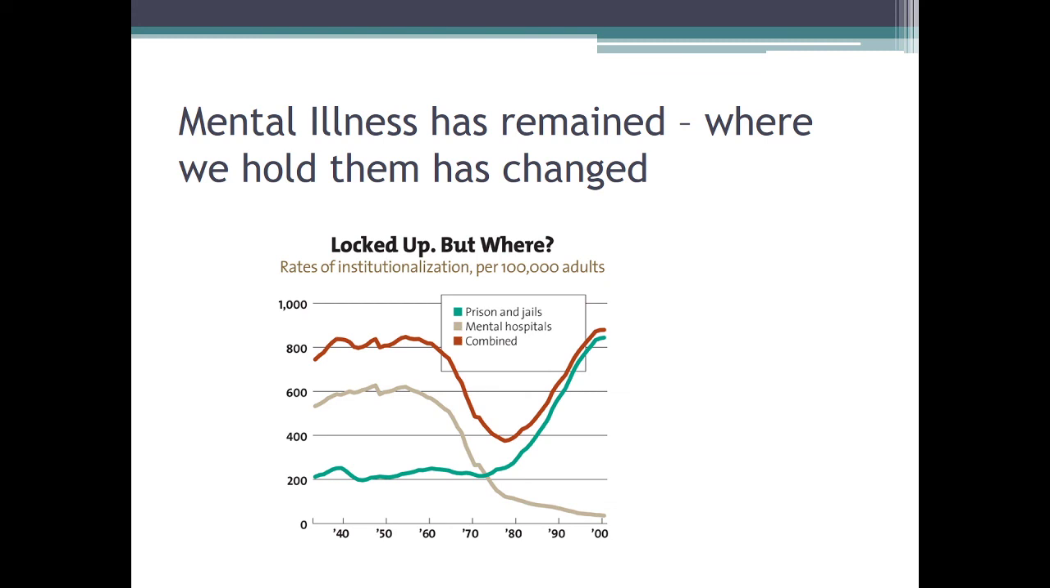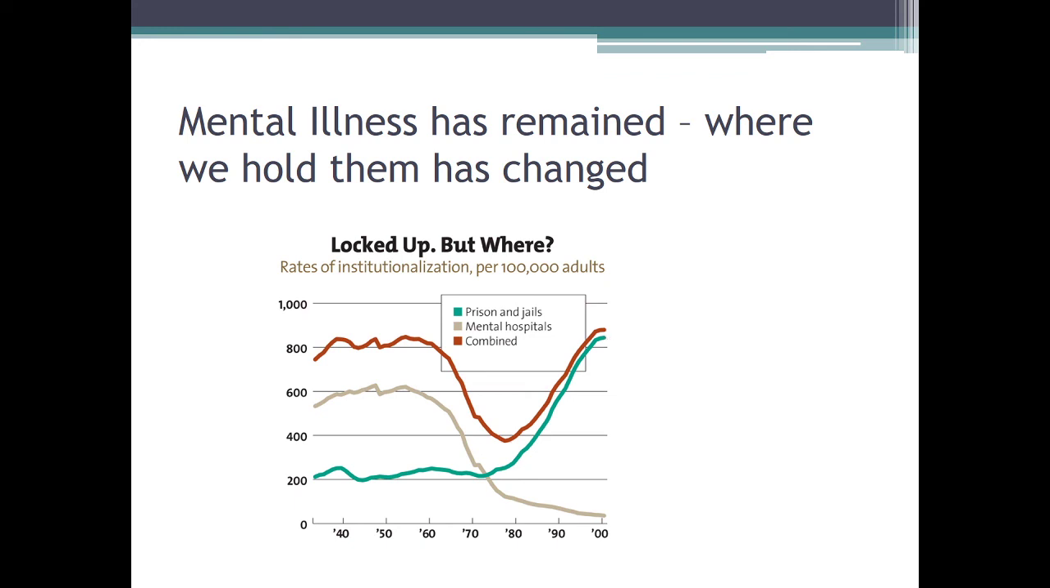Now, mental illness didn't disappear from our society. So the mentally ill had to go someplace. Sometimes they became the victims of crime, sometimes they wound up being incarcerated. So if you look at this chart, the overall combined rate didn't change, except you'll notice that the people in mental hospitals almost disappear and the number of people in prisons goes up.